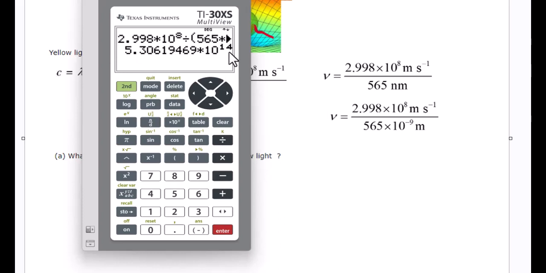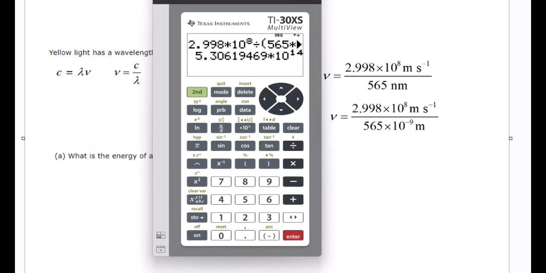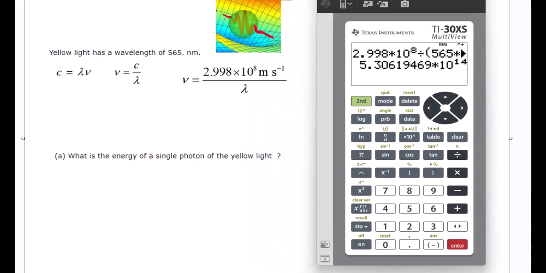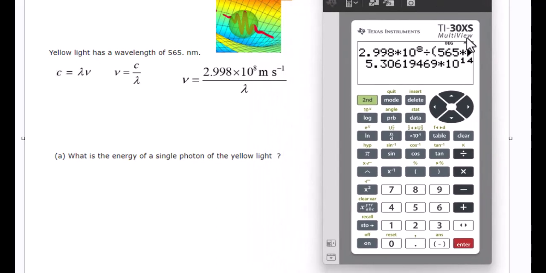That makes sense. You've got very, very, very small wavelengths going by you at the speed of light. So you're going to have billions and billions of photons or waves going by you each second in yellow light. So that's our answer for this part of the question. And again, a caveat, use parentheses when you're using these 30x's and their scientific notation.